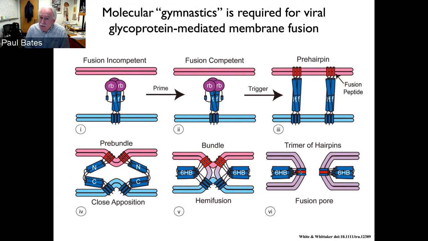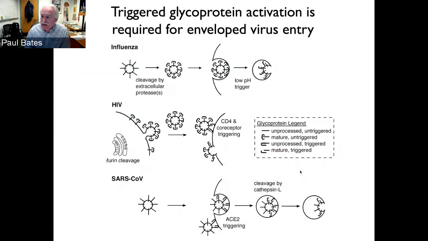Now, how viruses accomplish this, we understand a lot from a number of studies over the years, especially initially the influenza as a model system to study this, and then HIV, and we understand a lot about how the HIV glycoprotein works, and SARS coronavirus. And these are sort of triggered, but how it gets triggered is very different.